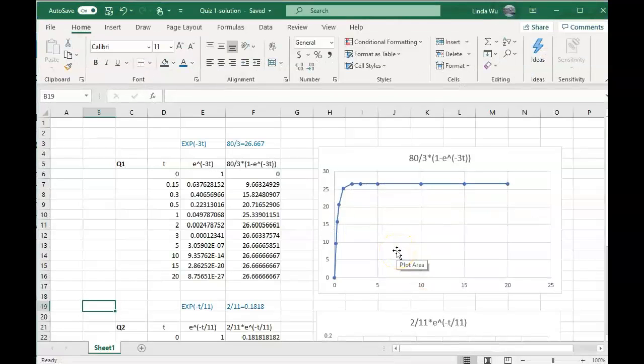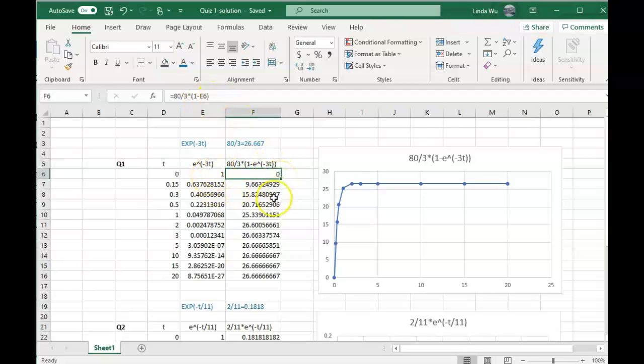So let's take a look at this expression. First I give the t values over here, and then we calculate e to the power negative 3t. The expression in Excel uses the exponential function with the natural logarithm base e, and then negative 3 times this value. We get this e to the power column of values. And then on this side, we calculate the whole expression: 80 divided by 3 times 1 minus this value.